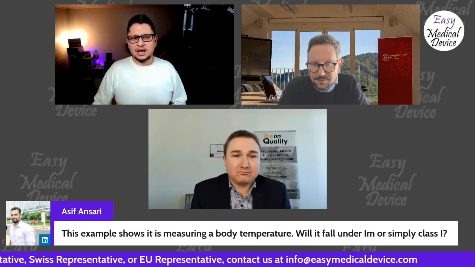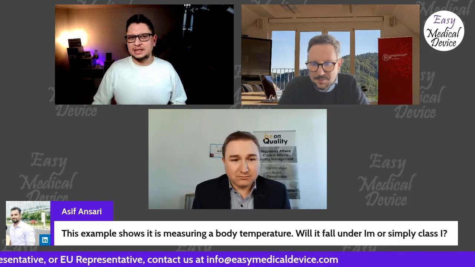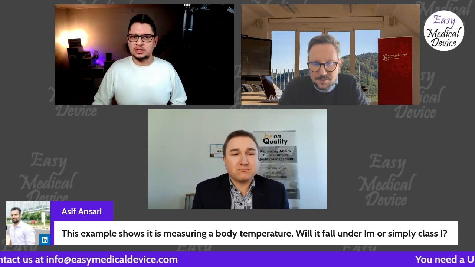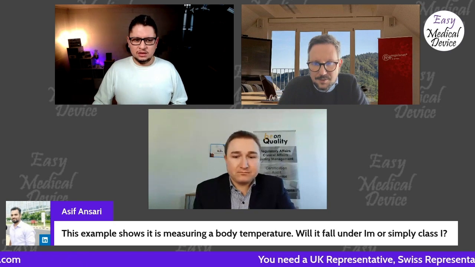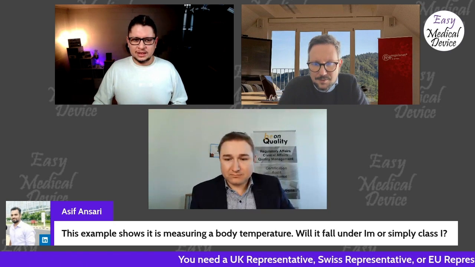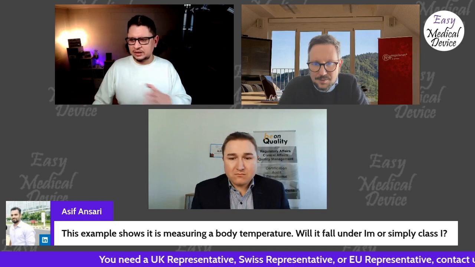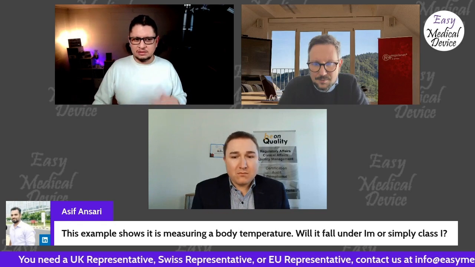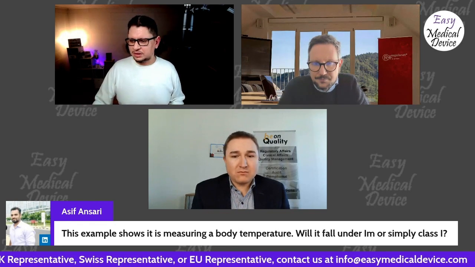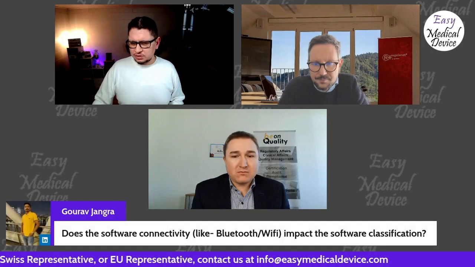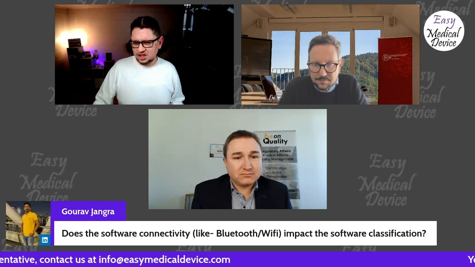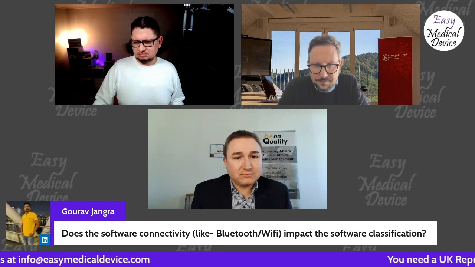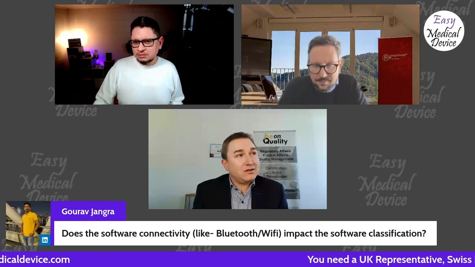Okay. Now I think, as we said, it's really complicated because each software, each feature, each thing should be reviewed to really evaluate if this is really a class 1, 2A, 2B, or what it is exactly. So it's really difficult to make a case for all your examples without really knowing everything on the back. But also an interesting question here: does the software connectivity impact the software classification? I'm not sure, but I don't think so.